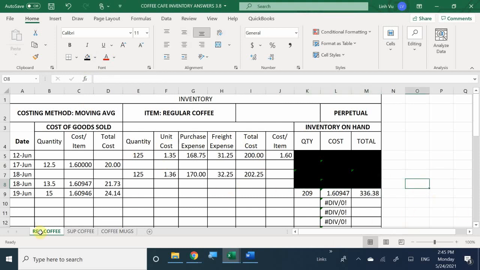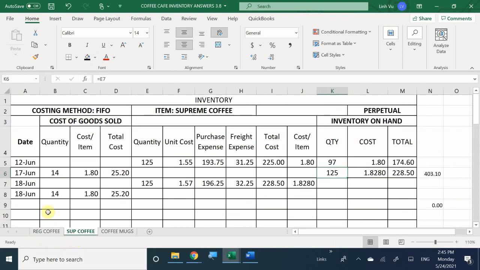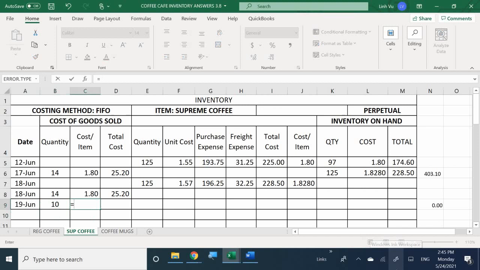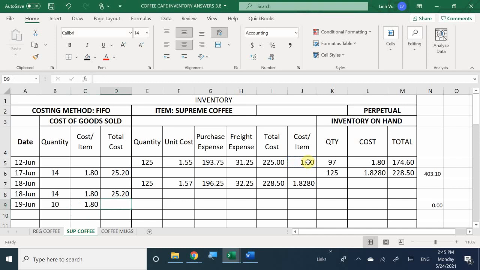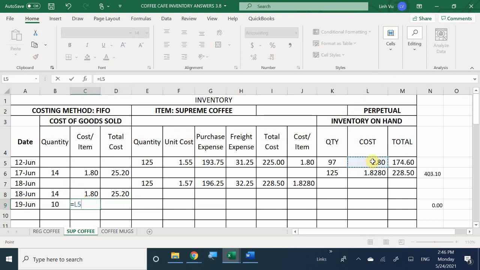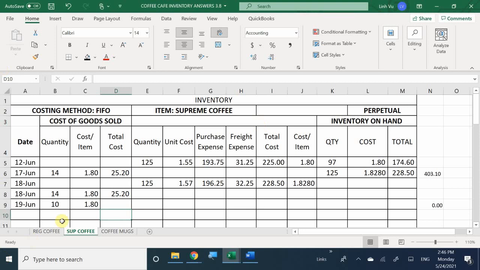Then I moved over to the Supreme Coffee. 619, 10 pounds, 1.8 cost per item, which gives you a total cost of $18. Then I updated my inventory. Hold on, I don't know if I selected the right one. I don't think I did. Let me reselect that again, which gives you a total of 18.